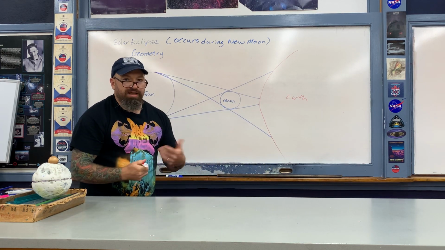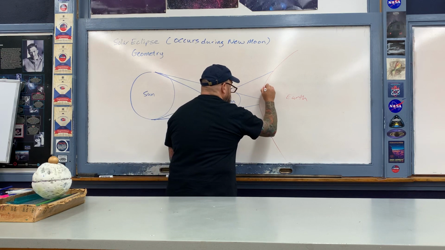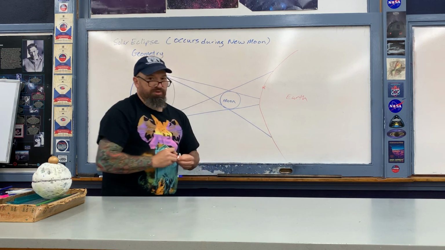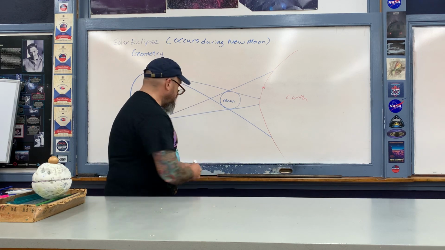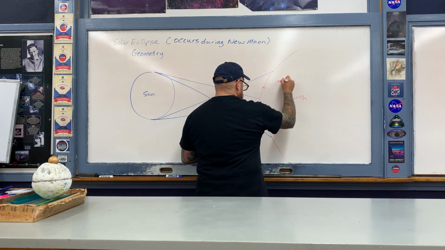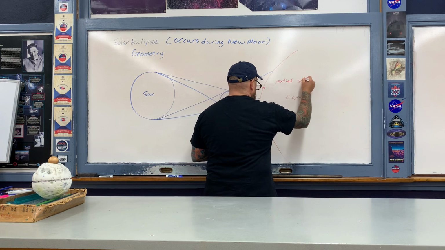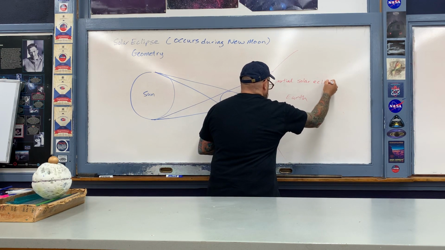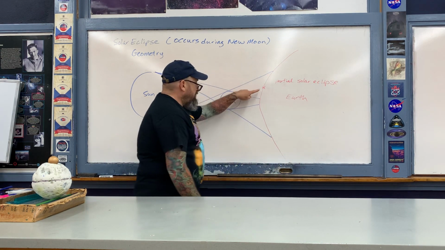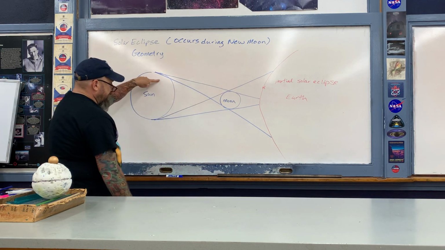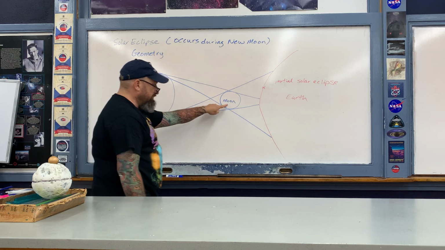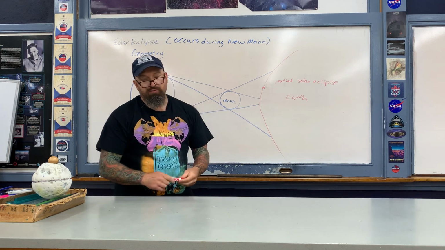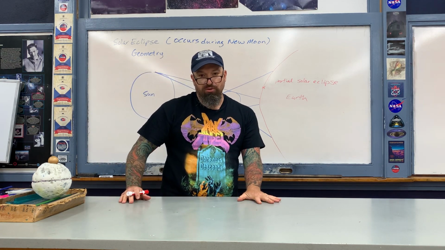So let's say, for example, that you happen to be standing right here. You're standing in the penumbra. What do you see? You see what is called a partial solar eclipse. So if you were standing right here, notice that you would be able to see the top of the sun. However, you would not be able to see the bottom of the sun because the moon is in the way. You would then therefore see what is called a partial solar eclipse.